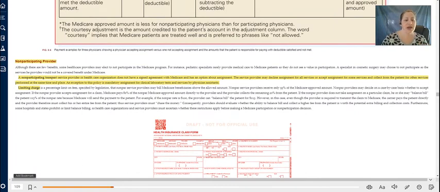Non-participating doctors have not signed that contract. Remember I said that's usually because they don't like the approved amount price. Non-participating doctors have another concept put on them called the limiting charge. Participating doctors don't have this limiting charge because they are bound by that approved amount on the contract. However, the non-participating doctor has a limiting charge which limits how much they can bill for their services.